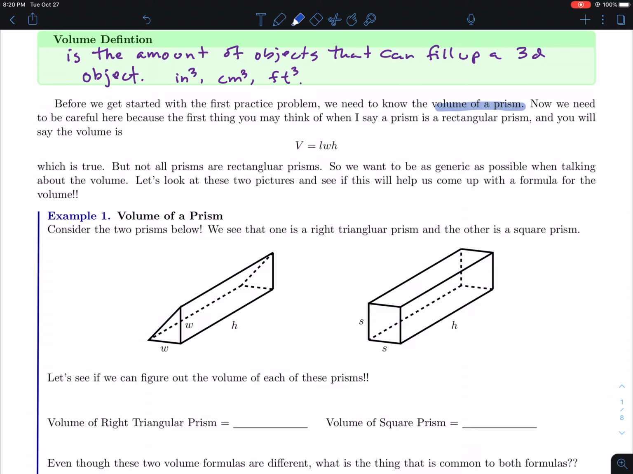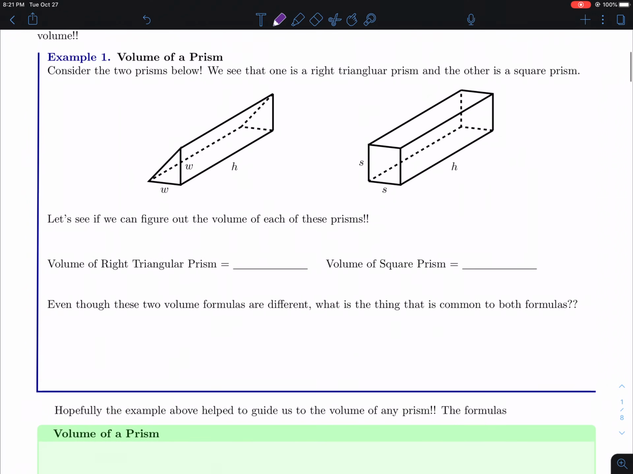So when I say, what's the volume of the prism, the first thing you might think of is length times width times height, which is true if it's a rectangular prism or even a square prism. You could pretty much use the same thing. But keep in mind, we can study any kind of prism, so don't think that that's the total volume. With that in mind, I wanted to work through example one just to give us an idea of how we want to come up with these formulas.